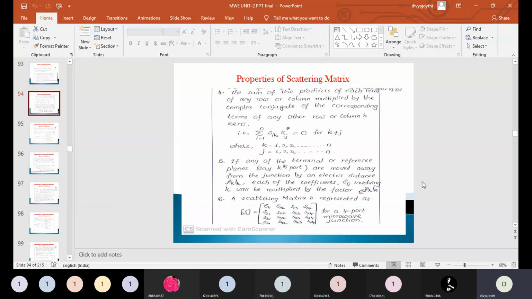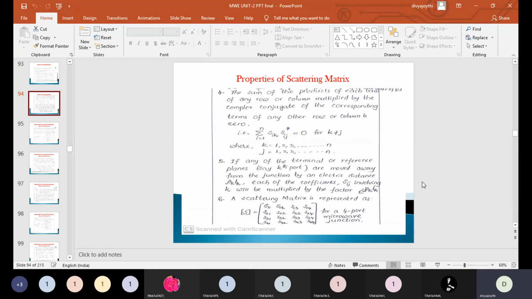And the fourth property is that when you perform the sum of the product of each term in the S matrix with the sum of the product of each term in S cap, that is the complex conjugate, then the resultant is going to be zero. That is the fourth one.